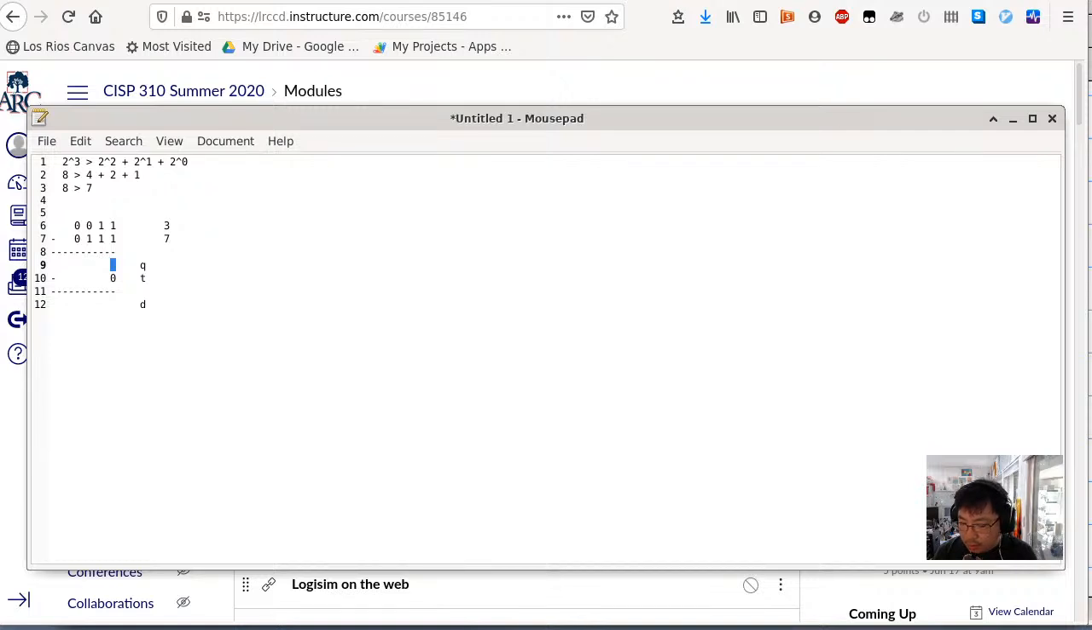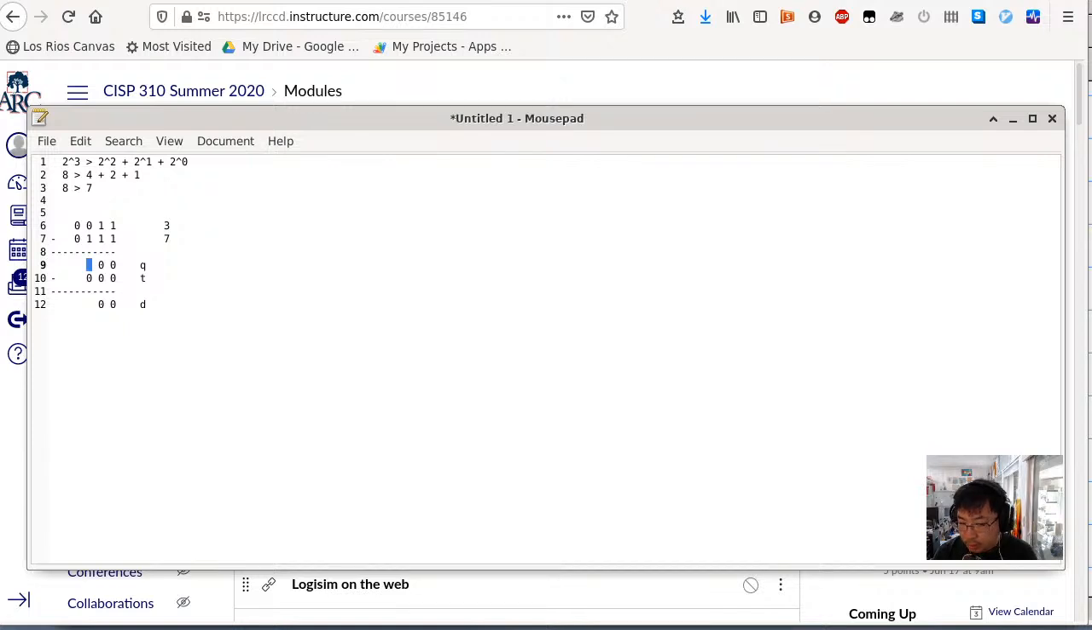1 minus 1 is a 0, and then 0 minus 0 is a 0. And neither contributes a borrow of 1, so the borrow of the next digit is going to be a 0. 1 minus 1 is a 0. 0 minus 0 is once again a 0. And neither subtraction has a borrow of 1. So on the next column, the borrow is also going to be a 0.